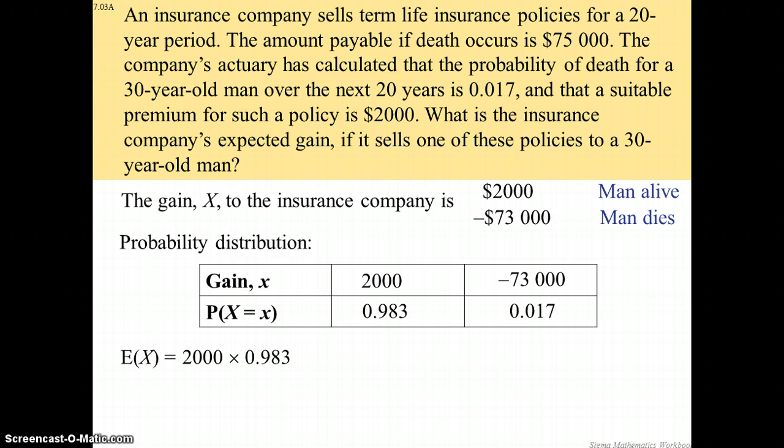And calculate the expected value, 2,000 times 0.983, and then minus. Notice that they keep the minus sign here when they're calculating expected value. It turns out to be a gain of $725 to the insurance company. If that turned out to be negative, what would that mean? A loss to the insurance company.